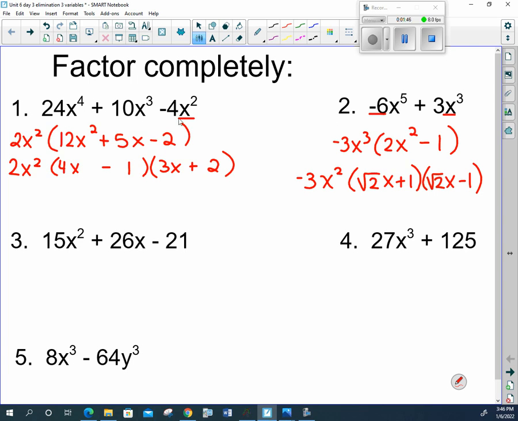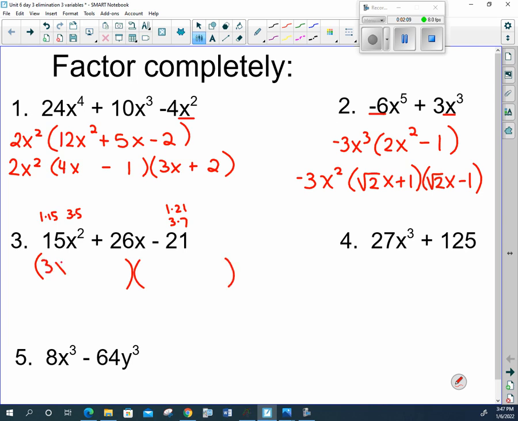All right, question number 3. I was kind of hoping there'd be a greatest common factor of 3, but 3 doesn't go into 26, so looks like no GCF, so we're going to have to do factor pairs. I could do 1 and 15, or 3 and 5, and 1 and 21, and 3 and 7. So I think I'll try the 3 and the 5 and the 3 and the 7.